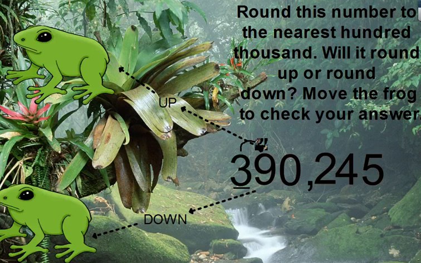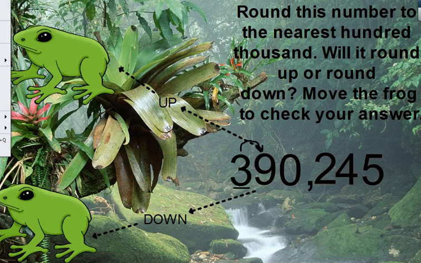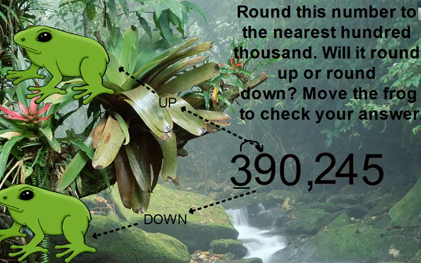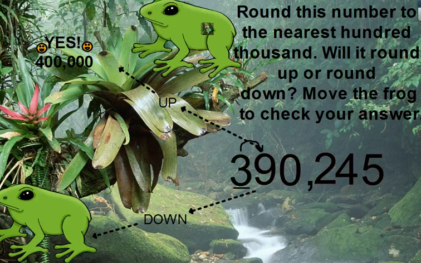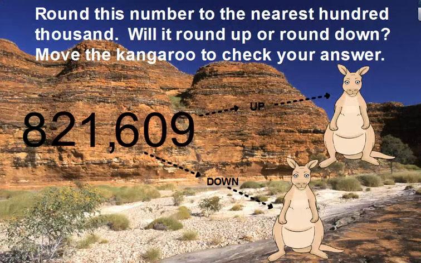Because it's a 9, we know we need to increase. We have to add 1 to our 3 to make it a 4. And then we need zeros in all the place values after that. So we are going to round up to 400,000, and we got the correct answer. Awesome job. Let's see if you can do one more on your own.